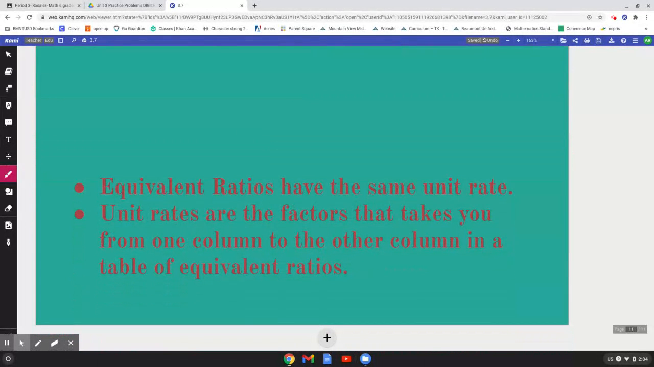So equivalent ratios have the same unit rate. Unit rates are the factors that take you from one column to the other in a table of equivalent ratios. So you're going to join the meet and start the practice.